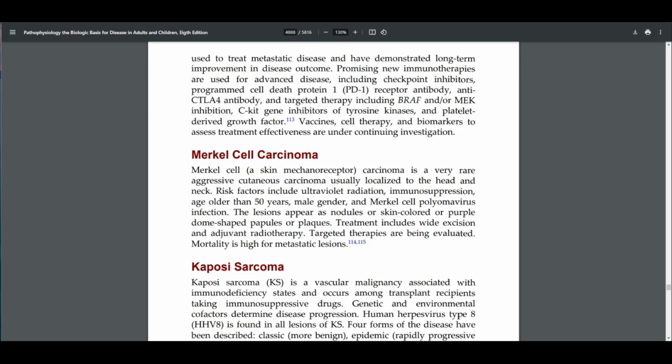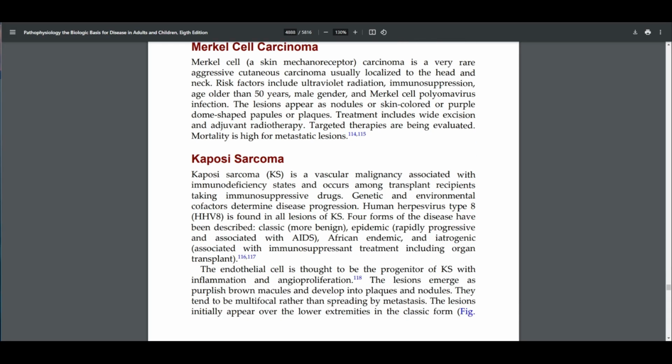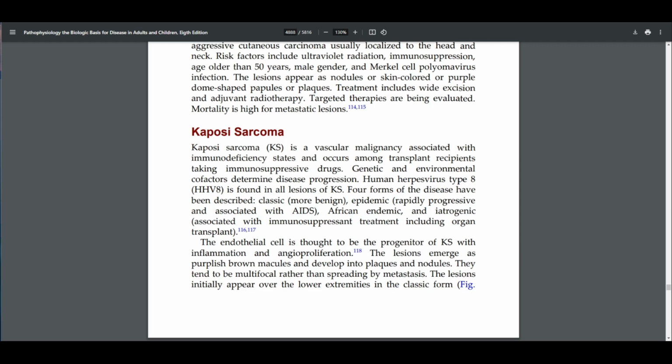Merkel cell carcinoma. Merkel cell carcinoma is a very rare, aggressive cutaneous carcinoma, usually localized to the head and neck. Risk factors include ultraviolet radiation, immunosuppression, age older than 50, male gender, and Merkel cell polyomavirus infection. The lesion appears as nodules or skin-colored or purple dome-shaped papules or plaques. Treatment includes wide excision and adjuvant radiotherapy. Targeted therapies are being evaluated. Mortality is high for metastatic lesions.